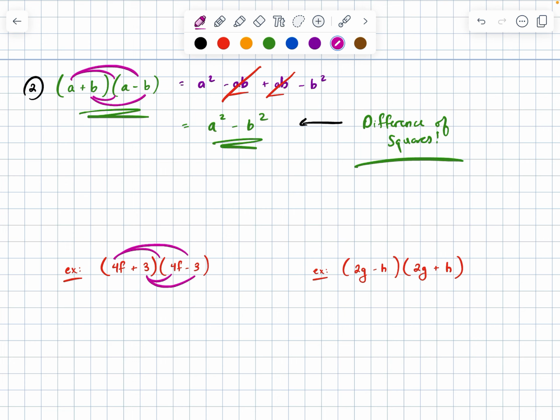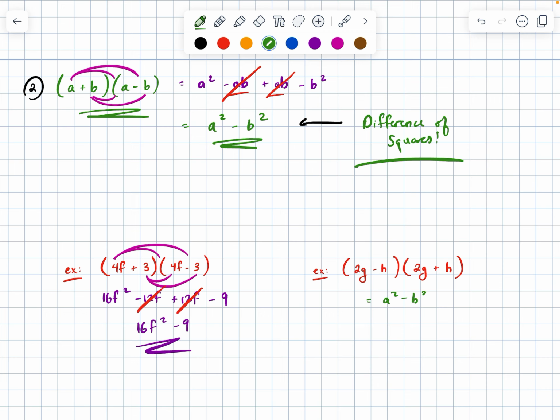Okay, again, demonstrating both ways, right? I can do some METWET. I can do 4f distributed here and 3 distributed. Well, 4f times 4f, 4 times 4 is 16. F times f is f squared. 4f times negative 3, that's negative 12f. 3 times 4f is positive 12f, and 3 times negative 3 is negative 9. Look at that. Once again, the negative 12f and the 12f go away. I'm just left with 16f squared minus 9.